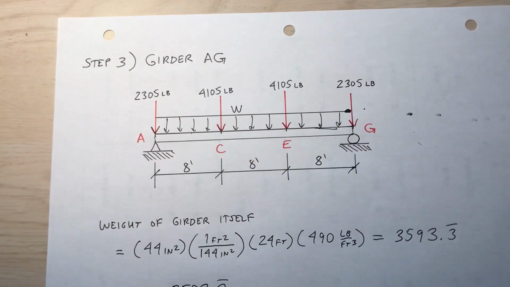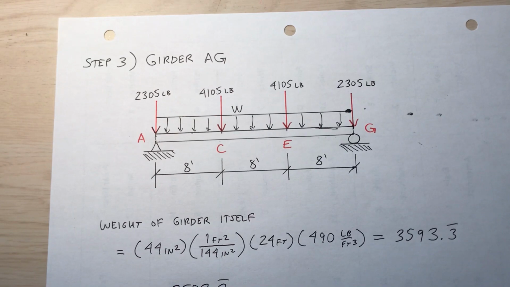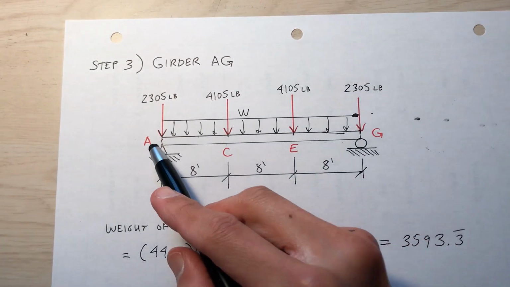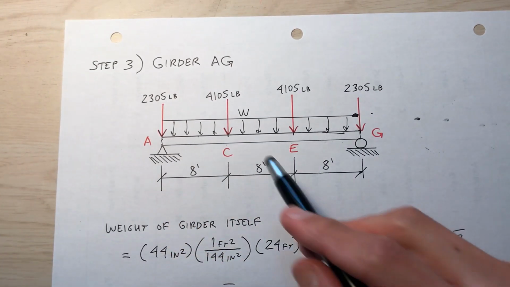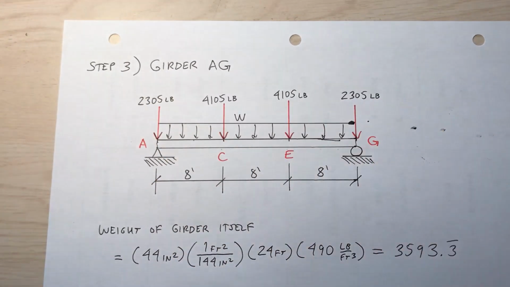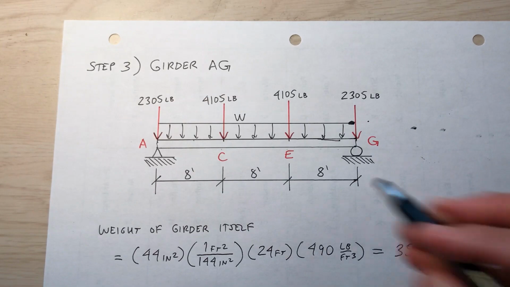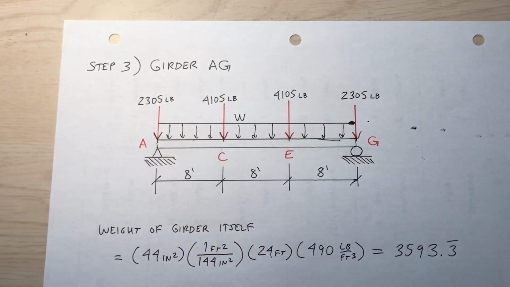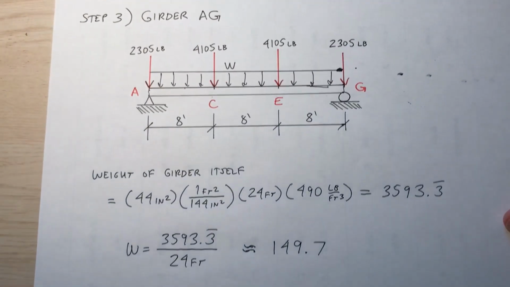Okay, so now step 3, analyze girder AG, which was originally asked for. Okay, I know the reactions at A and G. I know the reactions at C and E. You see, I calculated them. All of these have been calculated. The distributed load you see there, that's the weight of the girder itself.